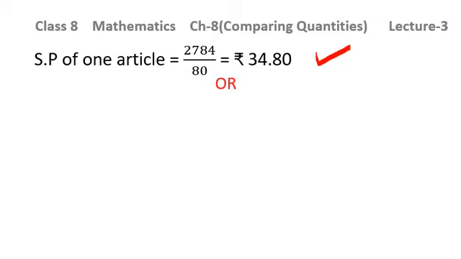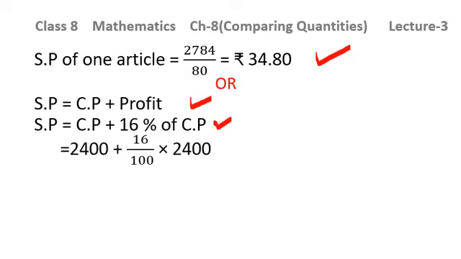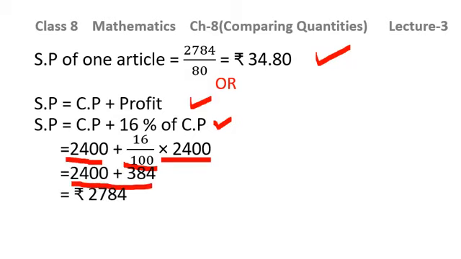Now let us see the second case, which most of the students use. SP is equal to CP plus profit, we know this. And profit is given to you in percentage. So SP is equal to CP plus profit percent, that is 16% of CP. CP is 2400, so 2400 plus 16 over 100 into 2400, because we need to calculate the profit percent on CP. Then it will be 2400 plus 384, giving you 2784 as SP.